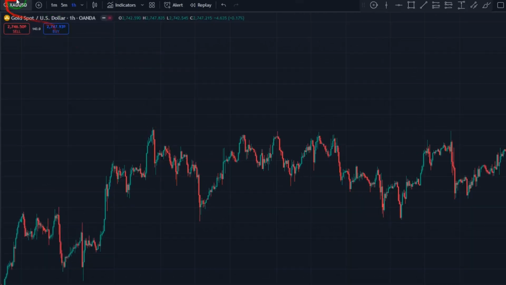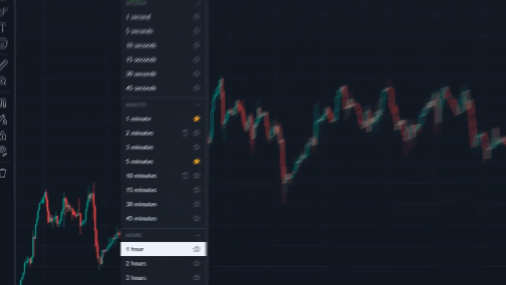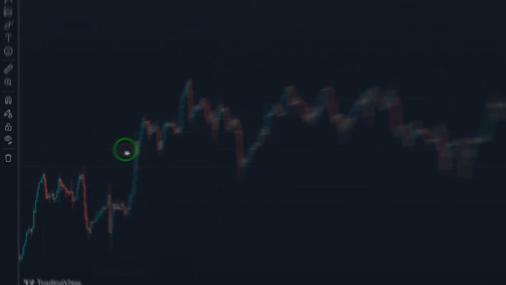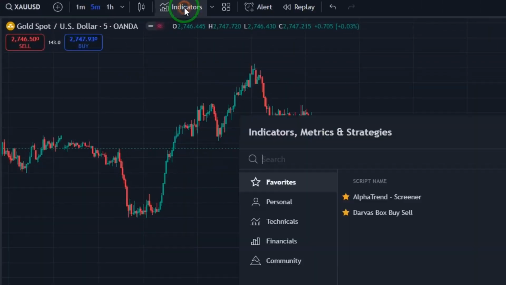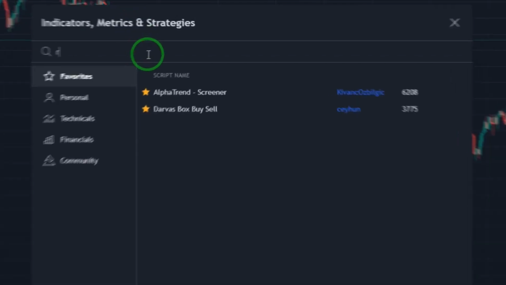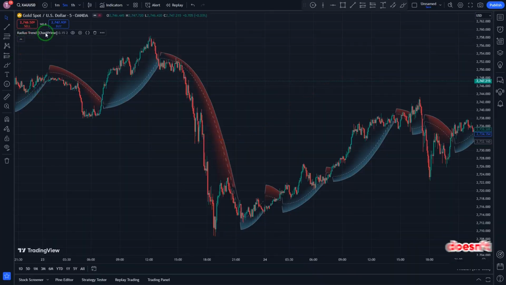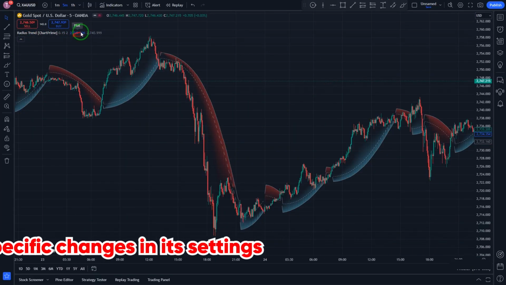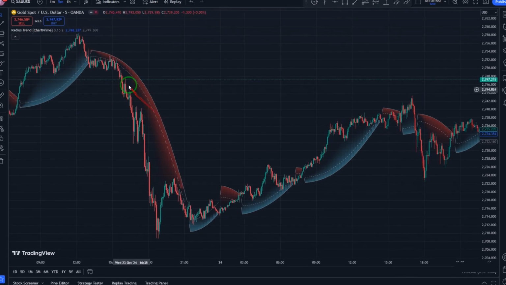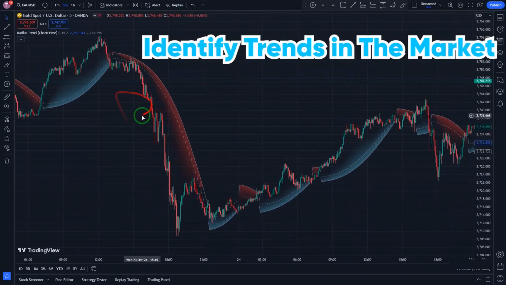After selecting your symbol, go to the time frame section and set your time frame to 5 minutes. Now head over to the indicators section and type radius trend in the search box. Once you find it, click on it to add it to the chart. This indicator doesn't require any specific changes in its settings. We use this indicator to identify trends in the market.